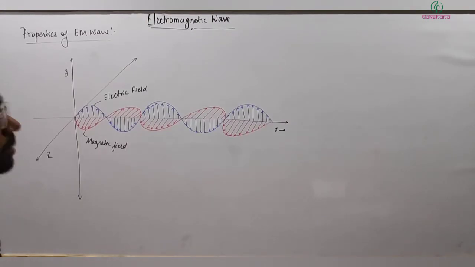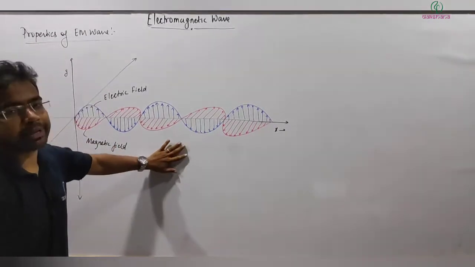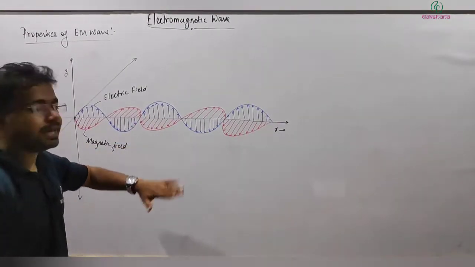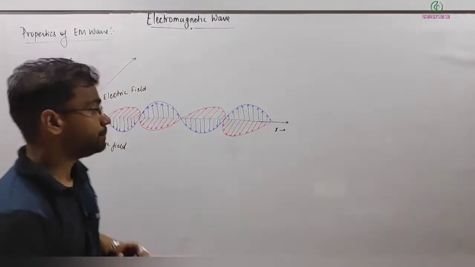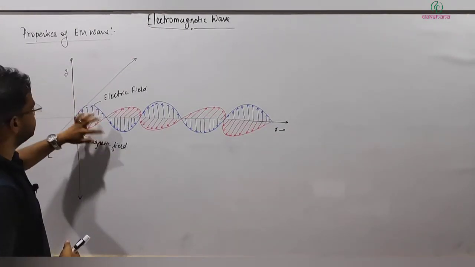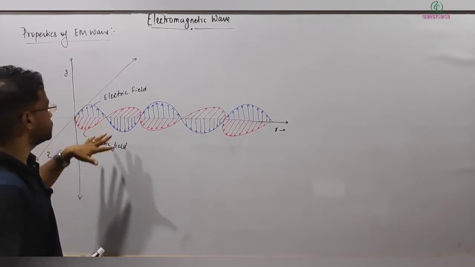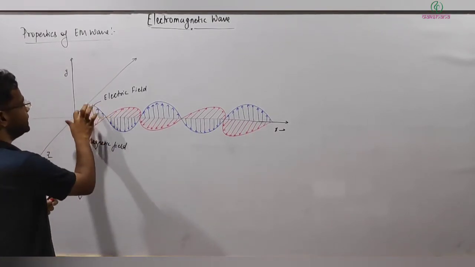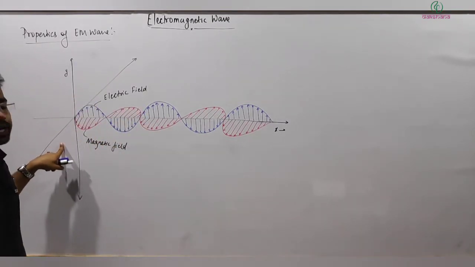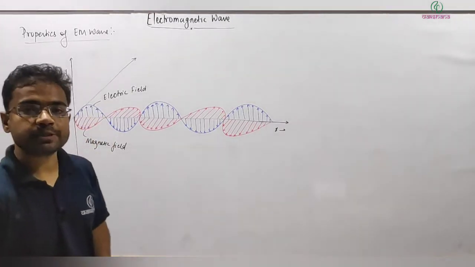Okay, so when we talk about electromagnetic wave, the relation between the oscillating electric and magnetic fields is that their planes are always perpendicular. This means if the oscillating electric field is in, let's say, the xy plane, then the magnetic field will be in the xz plane. Here you can see this electric field is oscillating in the xy plane and the magnetic field is in the xz plane, and the electric field and magnetic field are always perpendicular.